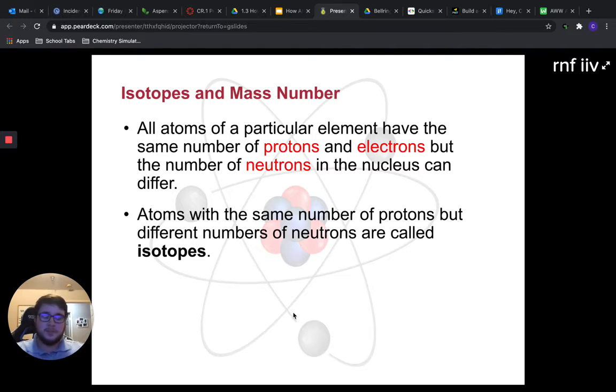So whenever you see the word isotope, you're thinking I have 2 atoms of the same element, but they just have different numbers of neutrons. So I can have 2 carbon atoms, one with 6 neutrons and one with 8 neutrons. This would be carbon 12 and this would be carbon 14. Those are 2 isotopes because they represent the same element. They have the same number of protons, but they'll have different numbers of neutrons.